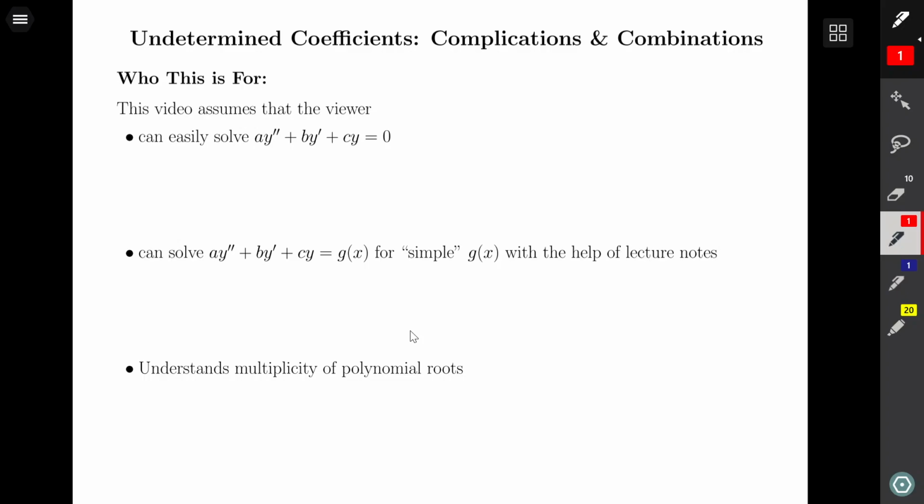things for you. So this video is about undetermined coefficients, but it's not an introductory, first-time-you're-ever-seeing-it sort of thing. So there are some assumptions made by me. One is that you could easily solve a differential equation that looks like this. It's a linear constant coefficient homogeneous differential equation.